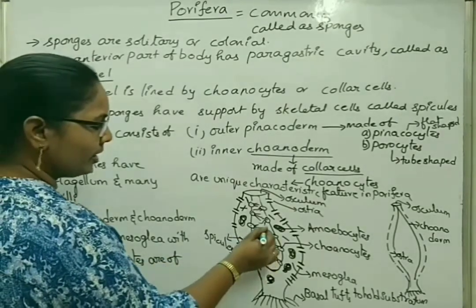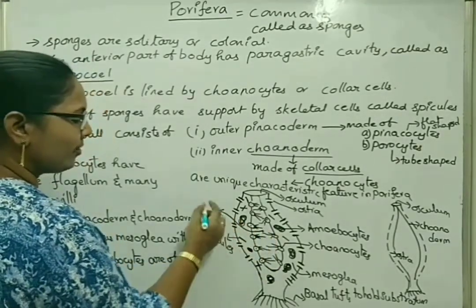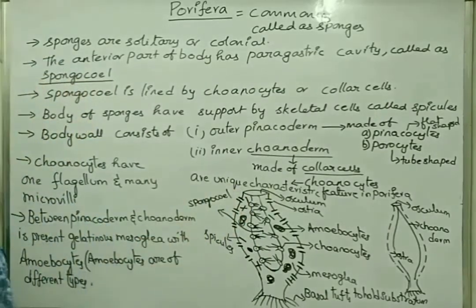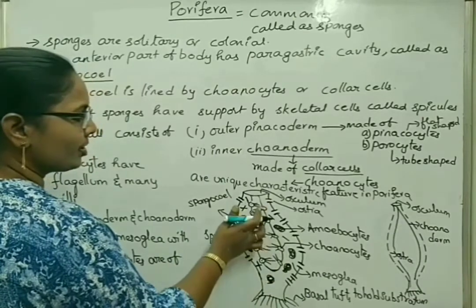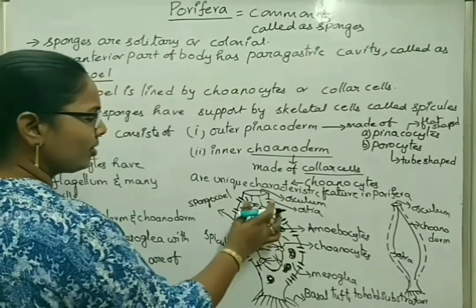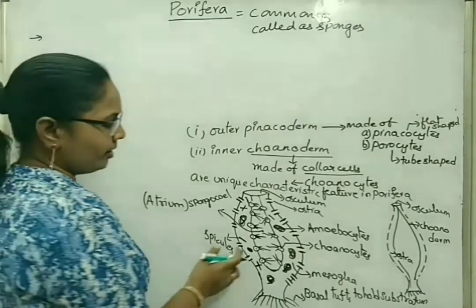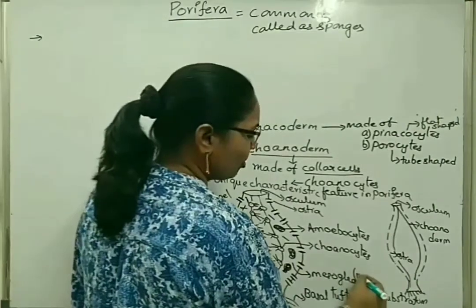So this empty space where these collar cells are releasing the flagellum is called spongiocoel. Here the choanocytes constitute the choanoderm, and the outer ostia constitute the pinacoderm. Here is the gelatinous mesohyl, also called mesenchyme.